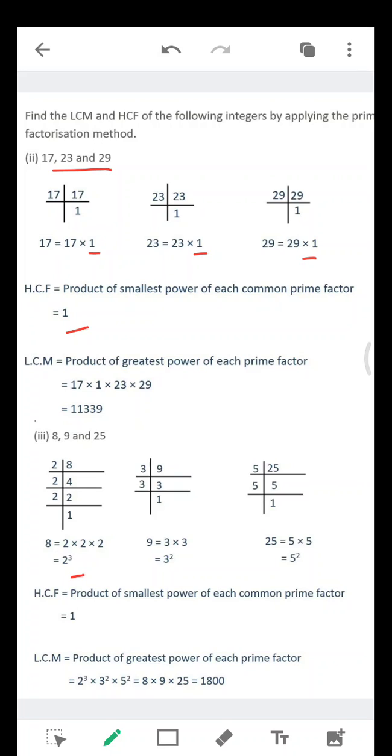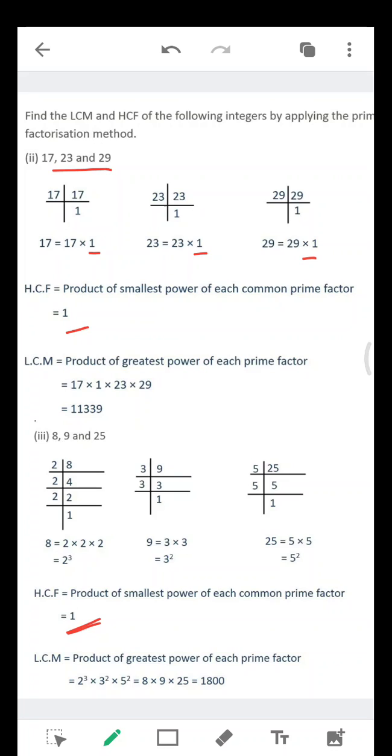For 8 I am getting 2 cube, for 9 I am getting 3 square, and 25 I am getting 5 square. Continuing with this, here what is common here? Nothing is common. Here only 2's, here only 3's, and here only 5's. So what is SCF, highest common factor? If nothing is common, 1 will be common. Always remember this. Then we'll find LCM. LCM will be multiplying all the factors with highest power.